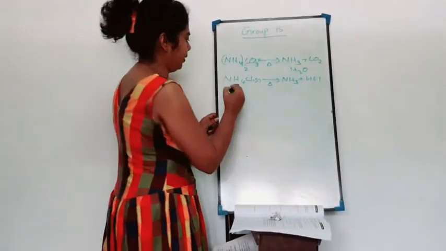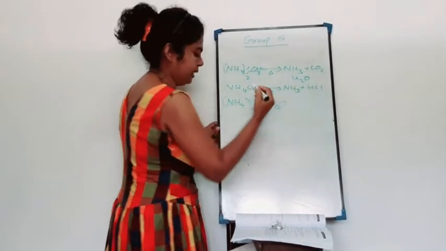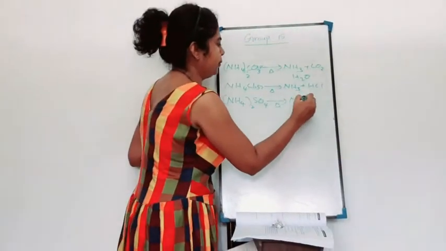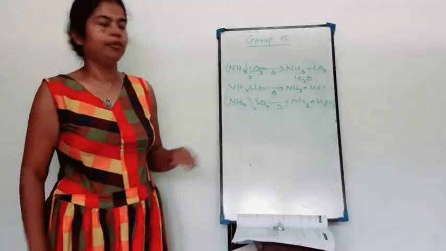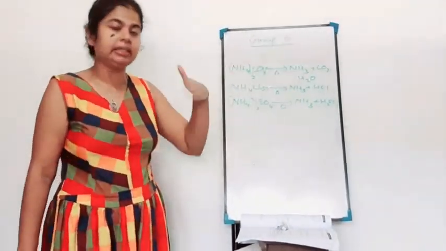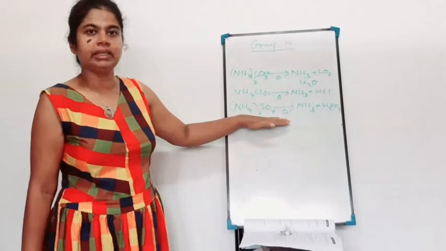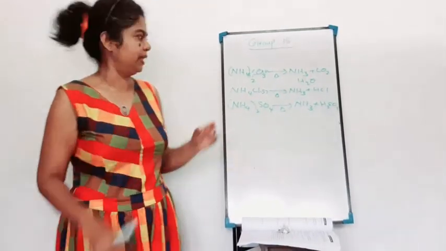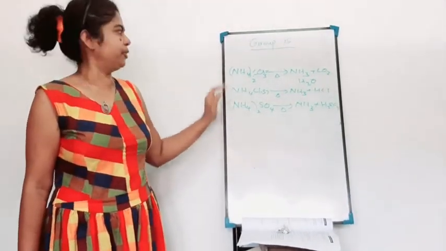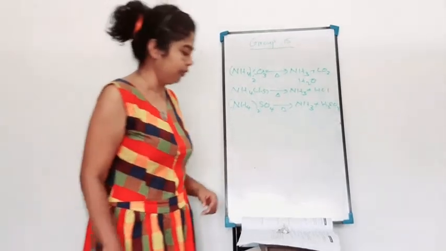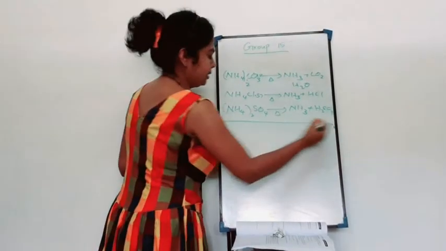Then ammonium sulfate, (NH4)2SO4, thermal decomposition. It can produce ammonia gas and H2SO4. But this reaction is special because it always depends on the given conditions. This is under the normal condition. If the condition changes, it can change. Anyhow, you should memorize the products of the thermal decomposition of ammonium salts.